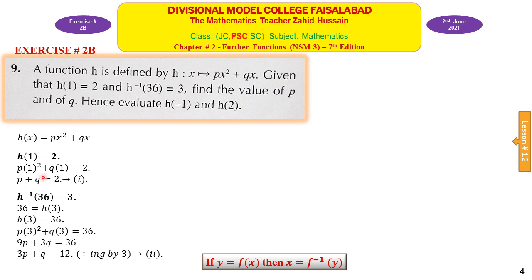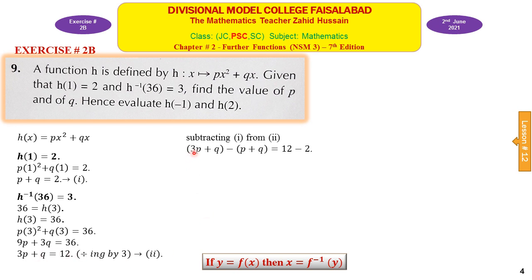Equation number 1 is p plus q is equal to 2, and equation number 2 is 3p plus q is equal to 12. We will solve these two equations simultaneously because the coefficient of q in equation number 1 is plus 1, and the coefficient of q in equation number 2 is also plus 1. When same coefficients have the same sign, we subtract the two equations to eliminate the variable. To eliminate q, we will subtract 1 from 2.